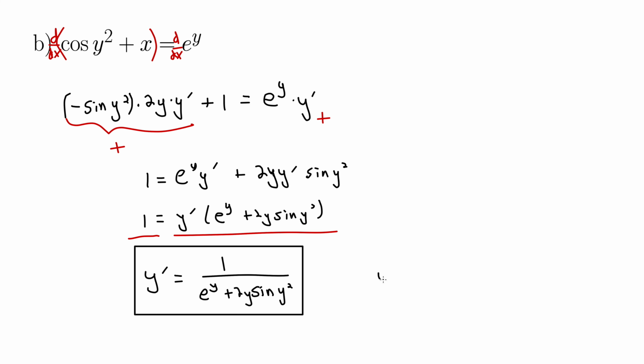And again, if you recall, the original problem asked us to find the derivative at 0, 0, at that single point. So let's do that. Plugging in 0, 0, well, sine of 0 is 0. E to the 0 is 1, so it's simply 1 over 1, which is 1.